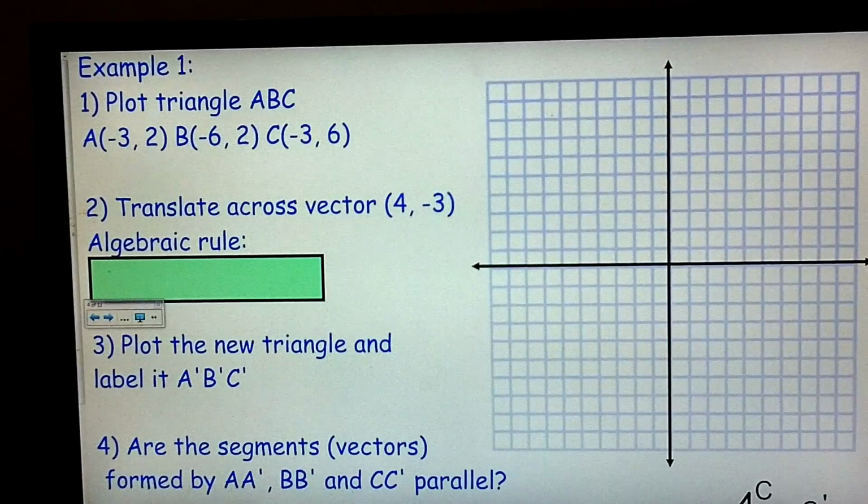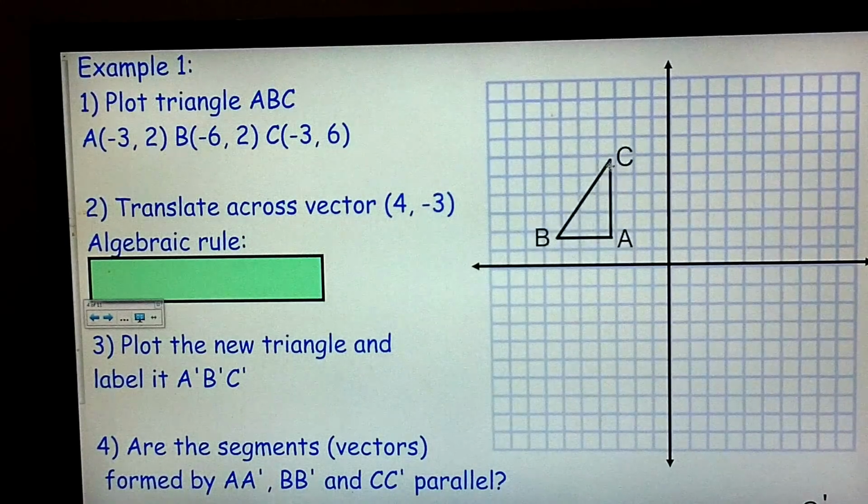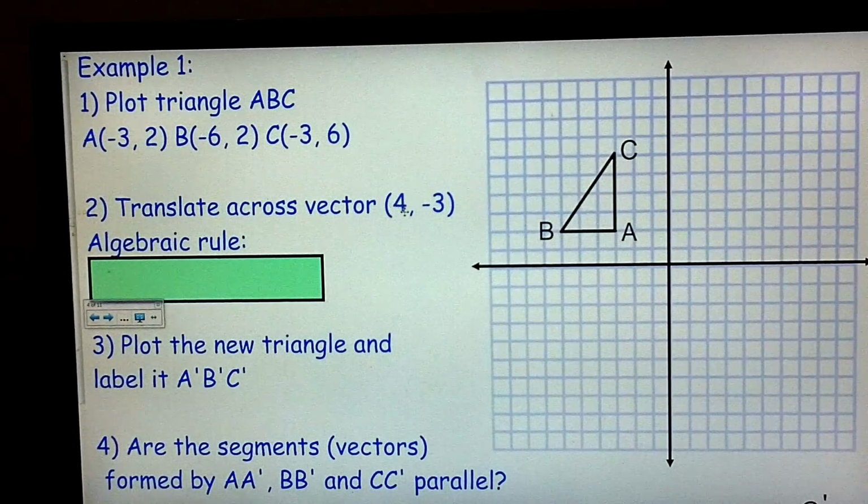The first example that I have for you is plotting a triangle ABC. What we're going to do is we're going to take this and we're going to actually translate it. If you've remembered doing translations in the past, I would suggest that you just take your time right now, pause after each step, and see if you can follow the directions. So step 1 says that we need to plot triangle ABC at the places that are labeled here. Go ahead and pause and do that, and then come back in about 5 seconds. So triangle ABC has been placed, and we're going to translate it across this vector.